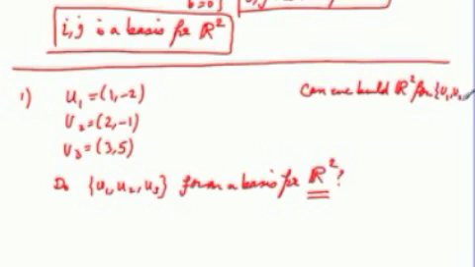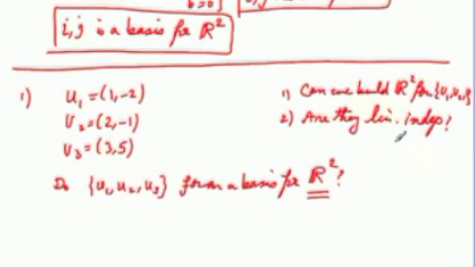U1, U2, U3. Question 2. What is question 2? Very good. Are they linearly independent? One of these questions is easy to answer. They are dependent because 3.